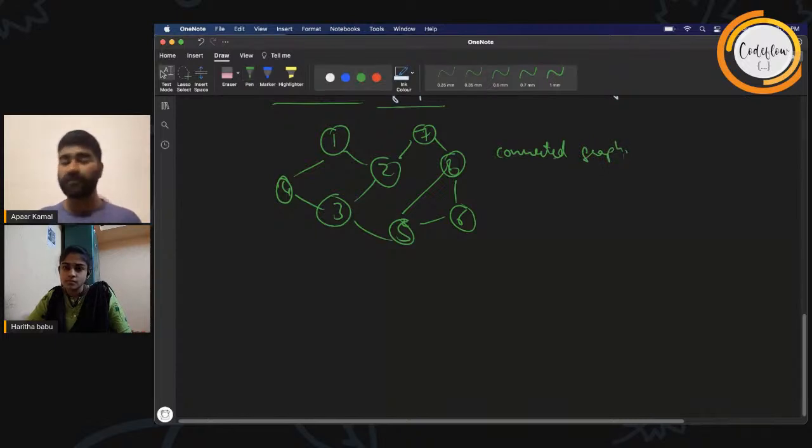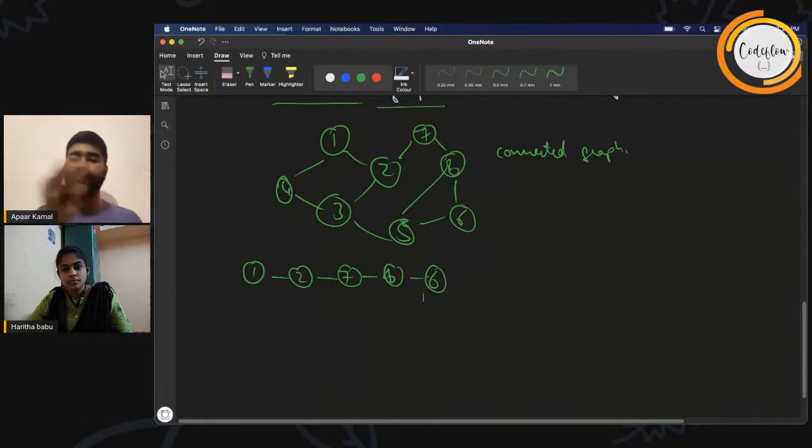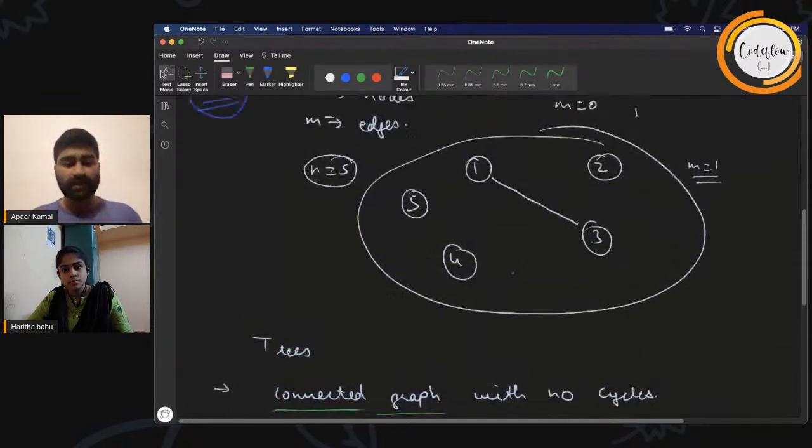How? Because from any node I can go to any other node. If I start from 1 and I want to go to 6, then I can go this way: 1 to 2, go to 7, go to 8, go to 6, right? So every pair of nodes is connected, right? So we don't have some disconnected components, right?